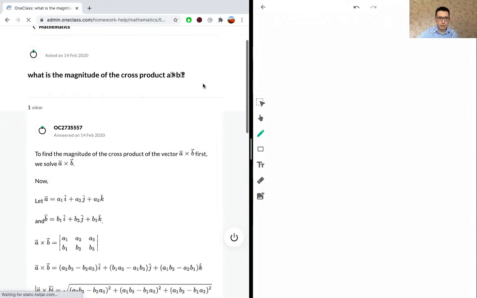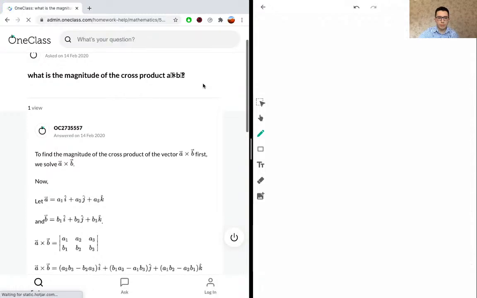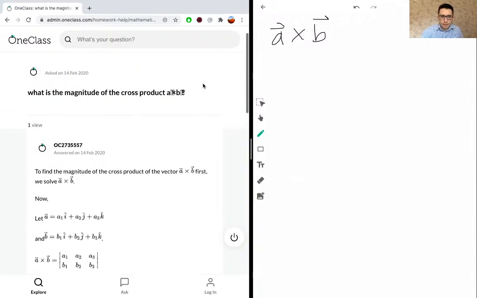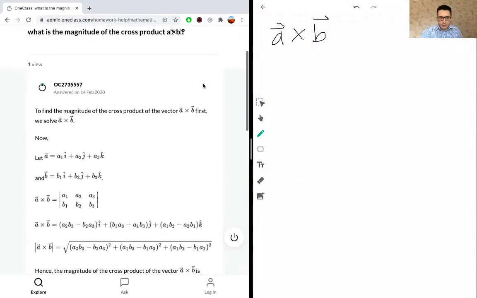So here we're asked, what is the magnitude of the cross product A cross B? By putting the arrow on top of each variable, we're classifying these as vectors. For each vector in a 3D plane, there are 3 components: the x, y, and z. So we can define this for each component.